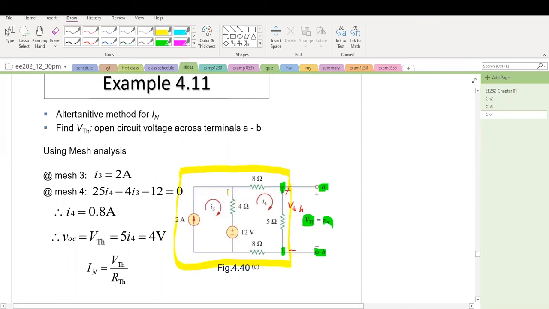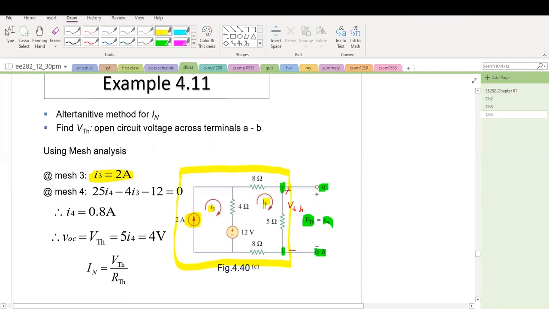That's about it. In this case, we can use mesh or nodal analysis; it doesn't matter, whichever way we're comfortable with. We can use mesh. Here there are two meshes, called I3 and I4. Currently I3 equals 2 amp because of this current source here. So one equation is already obtained.